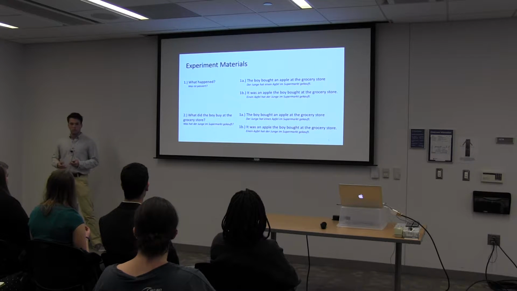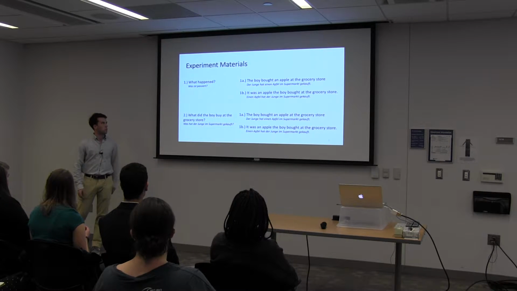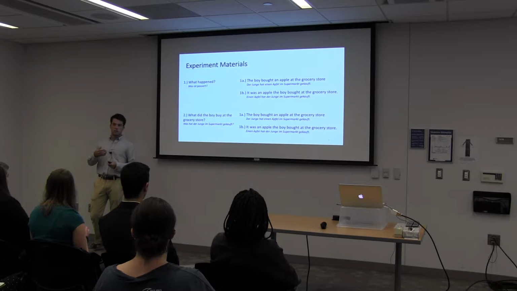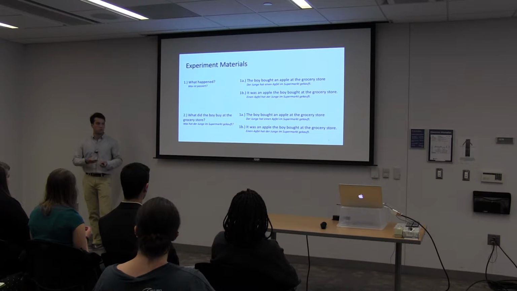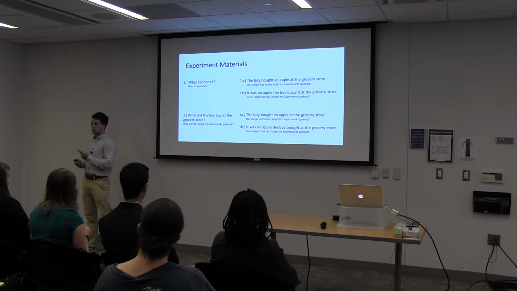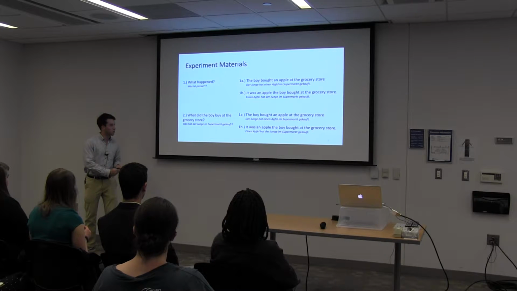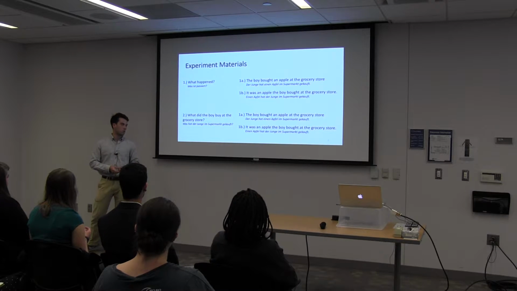How my experiment worked was I had two target sentences I presented my participants with: an object or neutral context, which would just be a question like "What happened?" and "Was ist passiert?" in German, and a direct object focused question, being "What did the boy buy at the grocery store?" So it's drawing focus to what the boy bought at the grocery store, an object focus question. And each of these questions could receive two different sorts of responses: a subject first response, "The boy bought an apple at the grocery store," or an object first response, "It was an apple the boy bought at the grocery store."